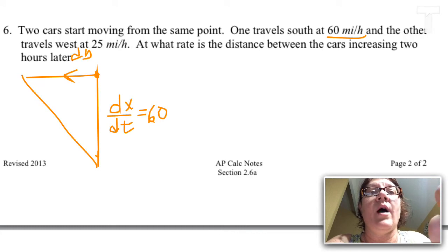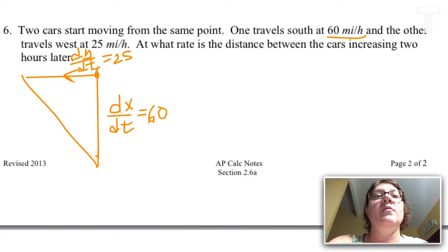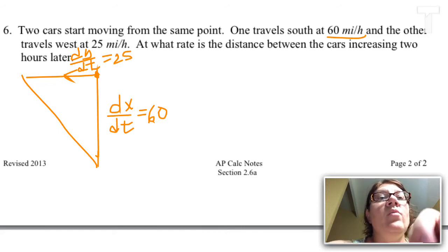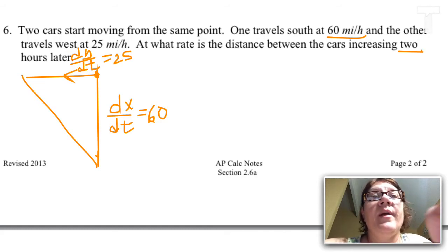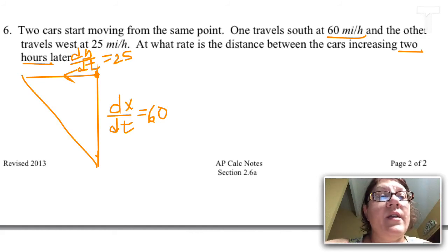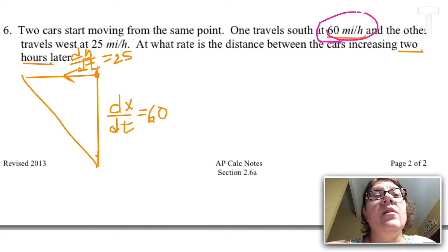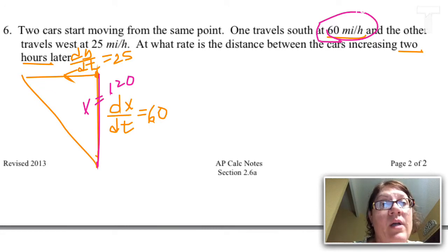I'm going to call that one y. So the change in y, dy/dt, is 25 miles per hour. And I want to know at what rate is the distance between the two cars increasing 2 hours later. So now this gives me some important information, because if my car is traveling for 2 hours at 60 miles an hour, I know that this length, I'm calling it x, must be 120, because 60 times 2 for 2 hours would be 120.